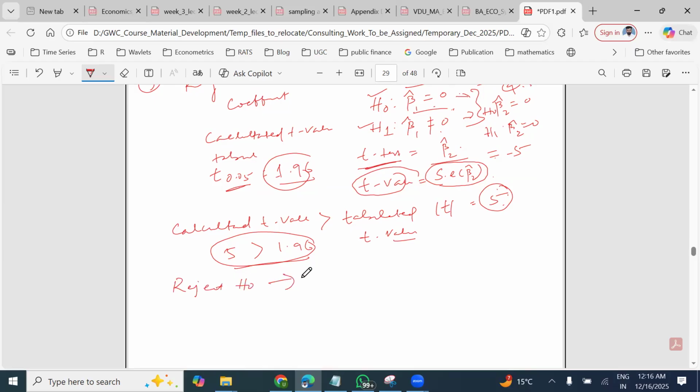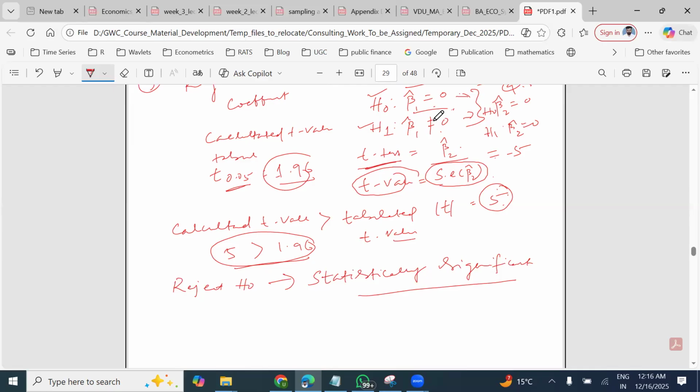When you reject the null hypothesis, please remember that the test is statistically significant. Test is statistically significant. Okay? What exactly is statistical significance saying? That you have proved that your beta 1 hat is statistically different from 0. Clear?